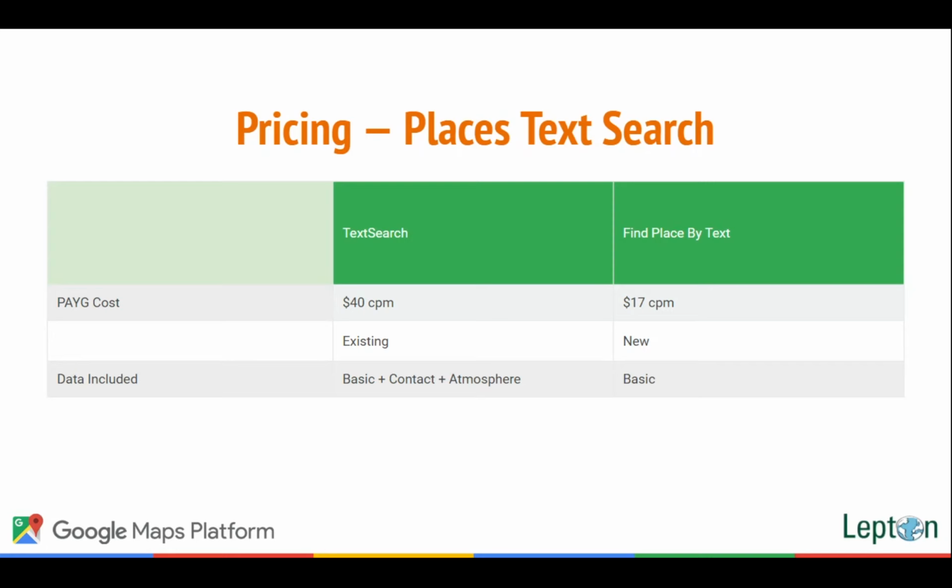Now we have to do our due diligence, wherein we have to evaluate whether I need the basic bucket only, or I need the contact and atmosphere buckets as well, in addition to the basic bucket. So if I need only the basic bucket, $17 per thousand calls is good enough for me, and that's where I can save a lot of costing, a lot of money.